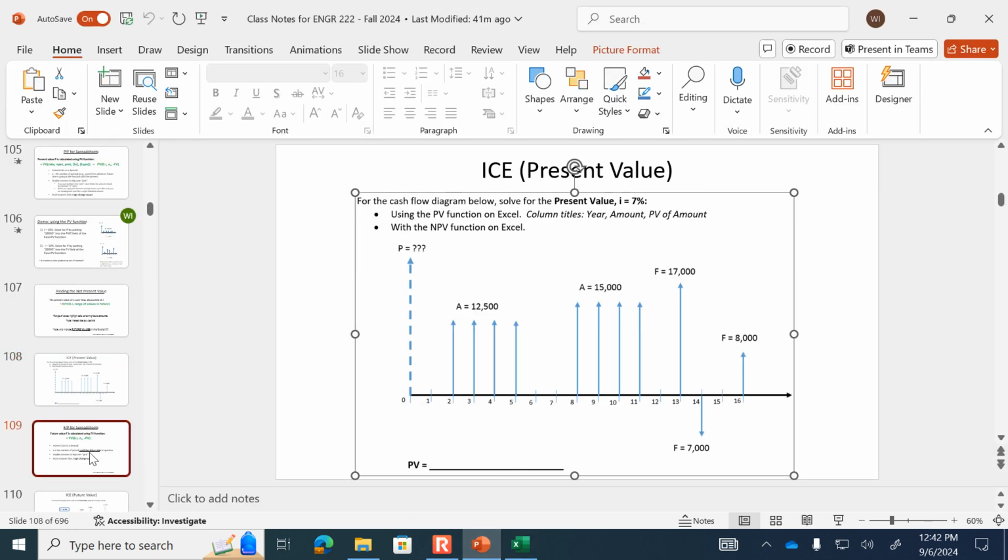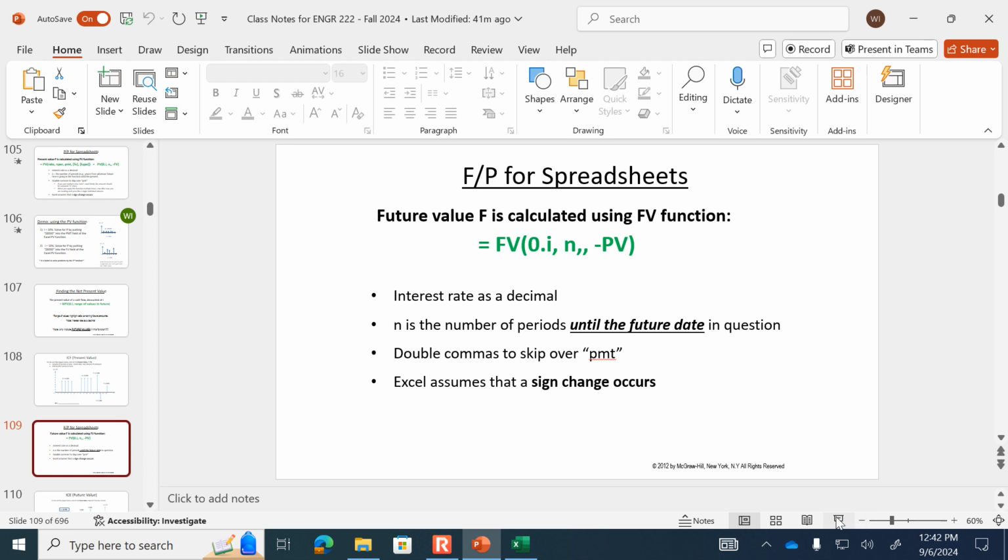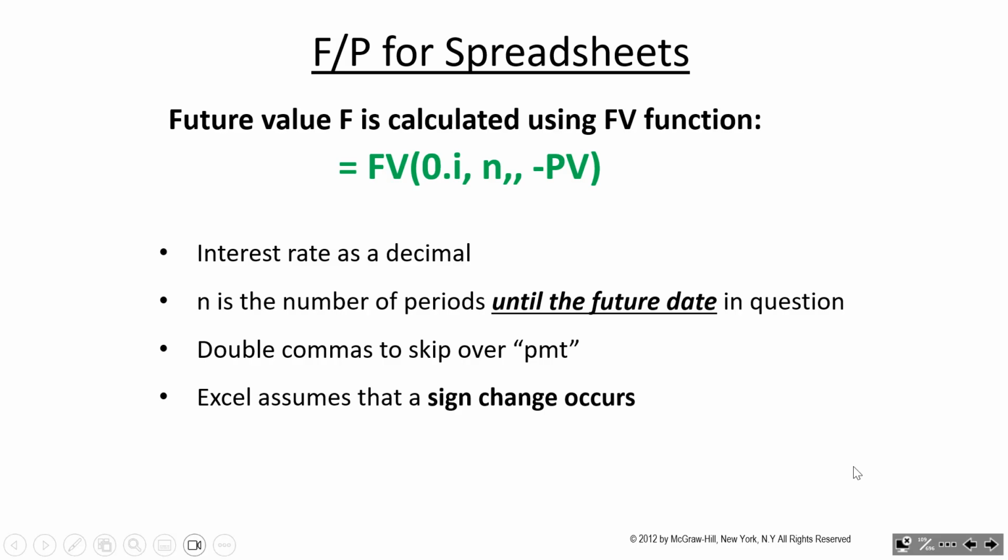Okay, the last thing we need to talk about today is the FV function, the future value function. So the FV function is similar to the PV function in its syntax. You know, we're telling it an interest rate as a decimal, number of periods. We will usually skip over the payment field and put in individual amounts into the present value field, and we have to put the minus sign.